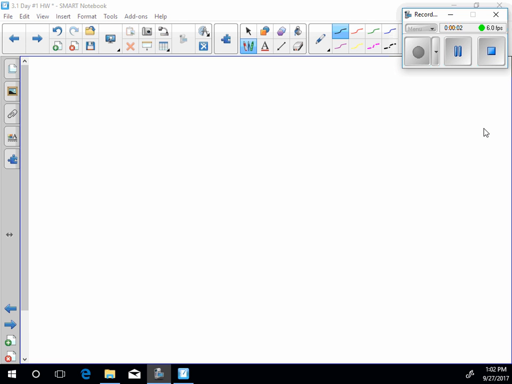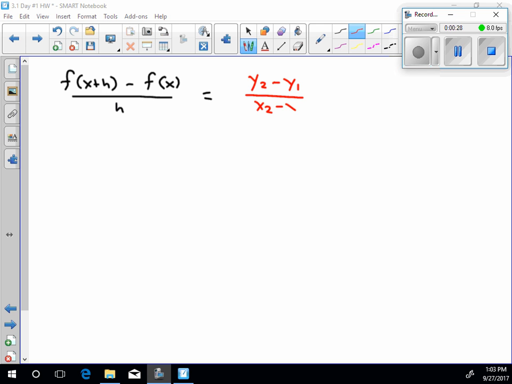Okay, so the difference quotient. The difference quotient is f of x plus h minus f of x over h. I want to show you how that is this formula in a different form. What is that formula? Slope. All the difference quotient is slope.